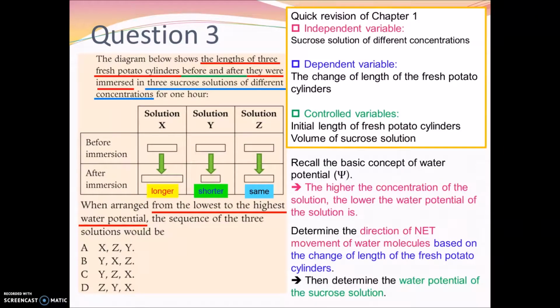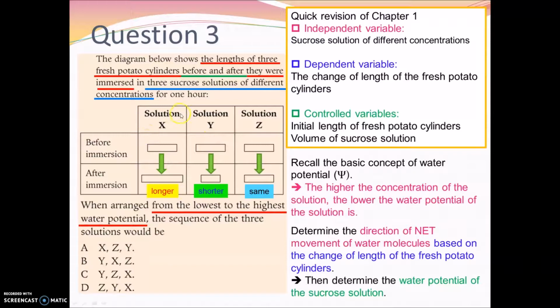Question 3 is about the experiment of osmosis. What we are going to prepare is 3 fresh potato cylinders with different lengths, which are immersed into 3 sucrose solutions, that is sugar solutions of different concentration, for 1 hour. What will be the final length of the potato cylinders?